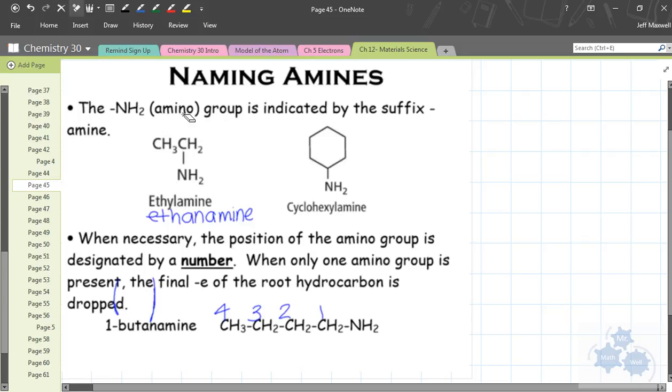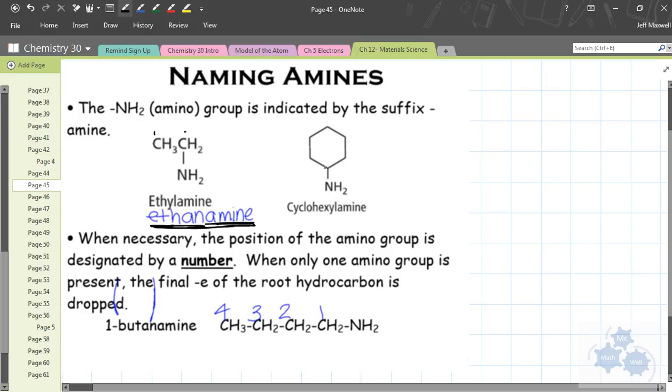So let's take a look at something simple here. We have 2 carbons, a 2-carbon chain, which would be ethane, right? And if one of the hydrogens is replaced by an amine group, we have ethanamine, all one word. Ethanamine. Ethane, the root there, and then the amine suffix.